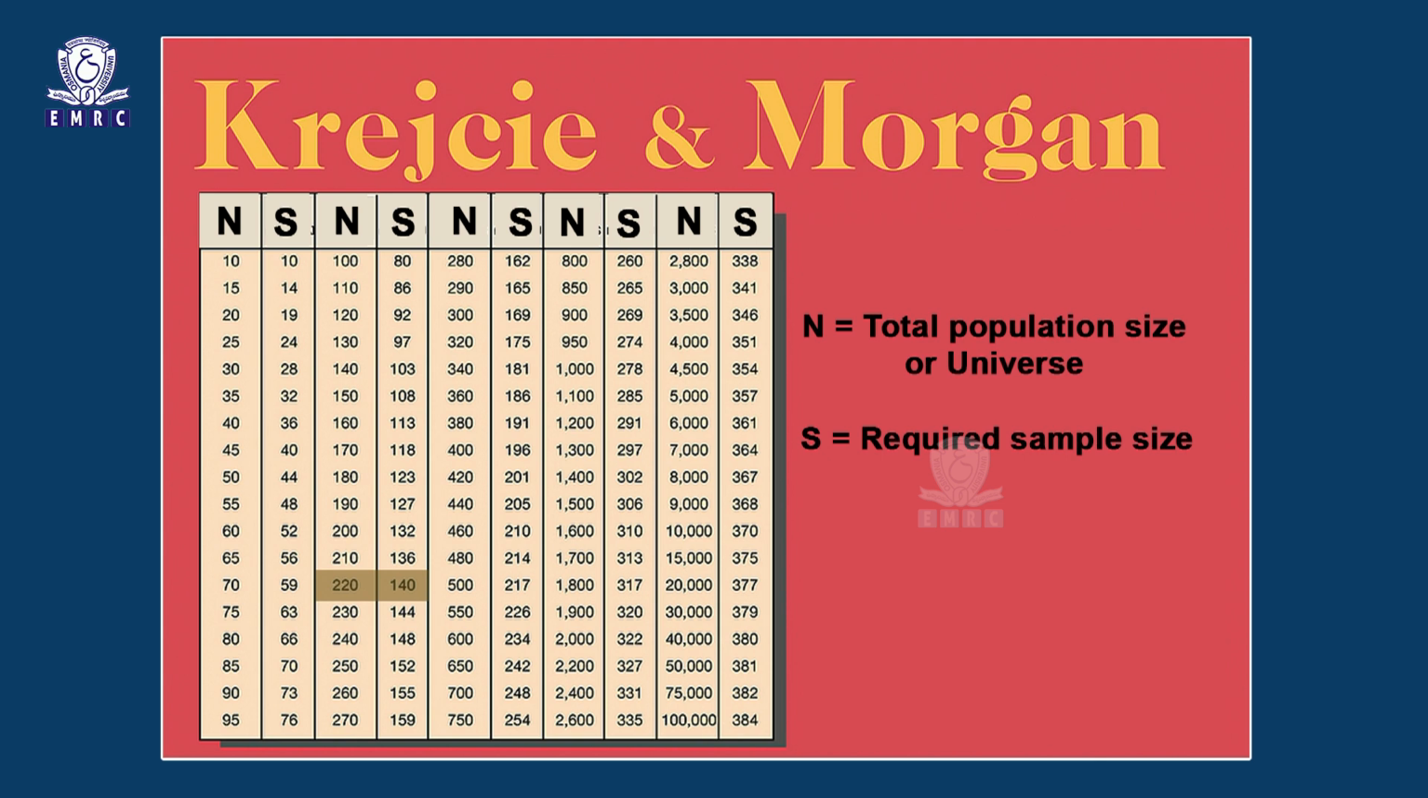If you have a total population of 220, then we are going to select 140 people from 220 for the study. If you have 1200 total population, then we are going to have a sample size of 291. If you have 10,000 total population, then we are going to select 370 people for our study. If you have nearly 40,000 population, then the sample size will be 380. If the total population is 50,000, 381 will be selected for the study, and for more than 1 lakh, it will be 384. So according to Krejcie and Morgan, they have given the table by which we can select the sample size for our study without making any calculations.